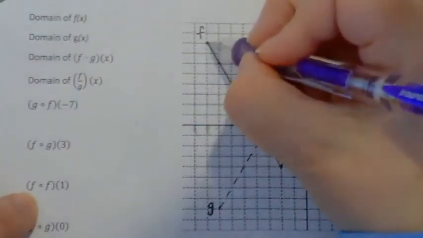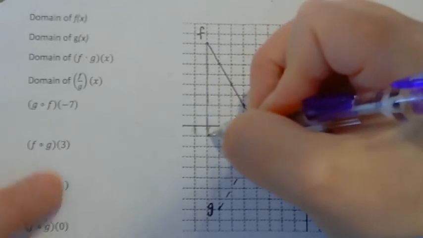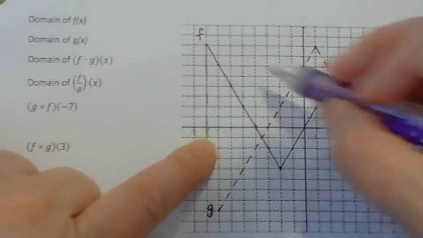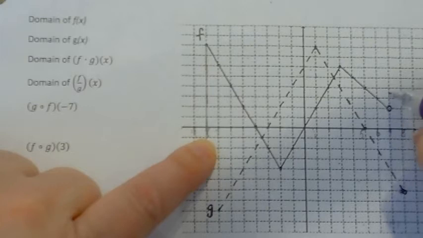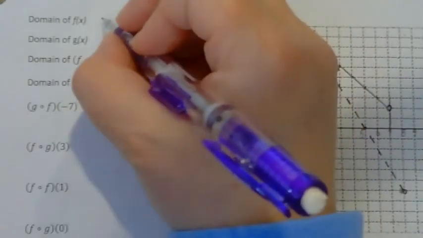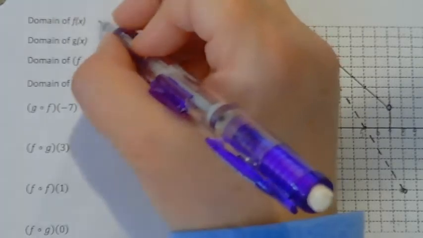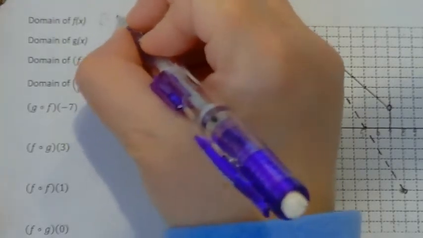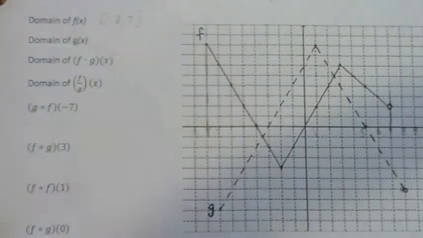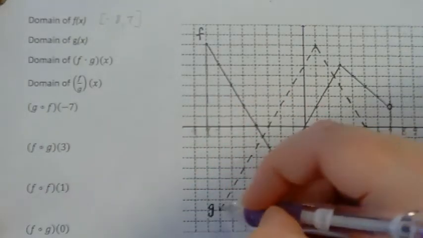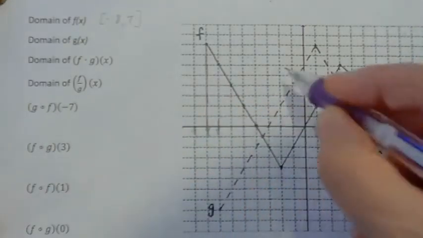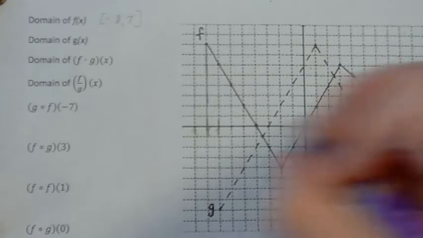The f function starts here at -8 and goes all the way to +7. So the domain of this f function goes from -8 to +7. All right, let's think about the domain of the g function. This is the g function. It goes from -7 all the way over here to 8.